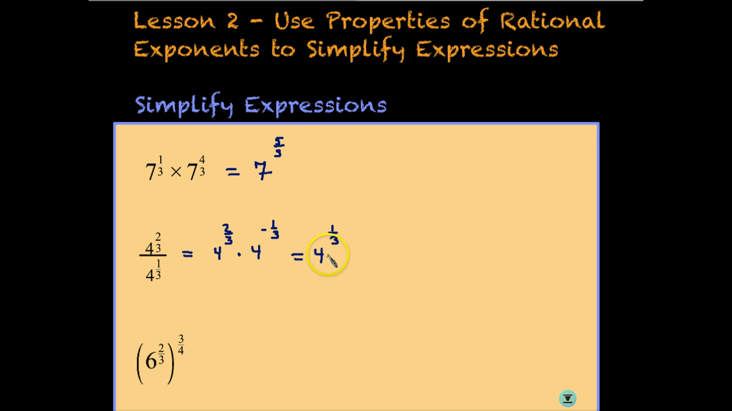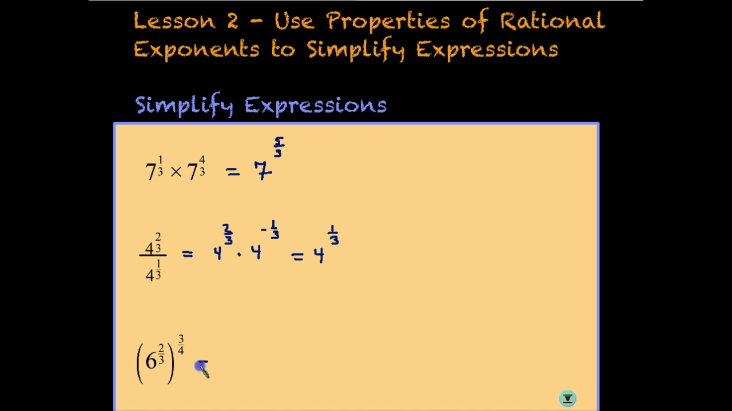Remember what this means. This means we are taking the cube root of 4, which we can't do evenly, so we'll leave this as our simplified form. This top one, we would be taking the cube root of 7 and then raising it to the 5th power. Again, we can't do that evenly, so we'll leave that as our simplified form.